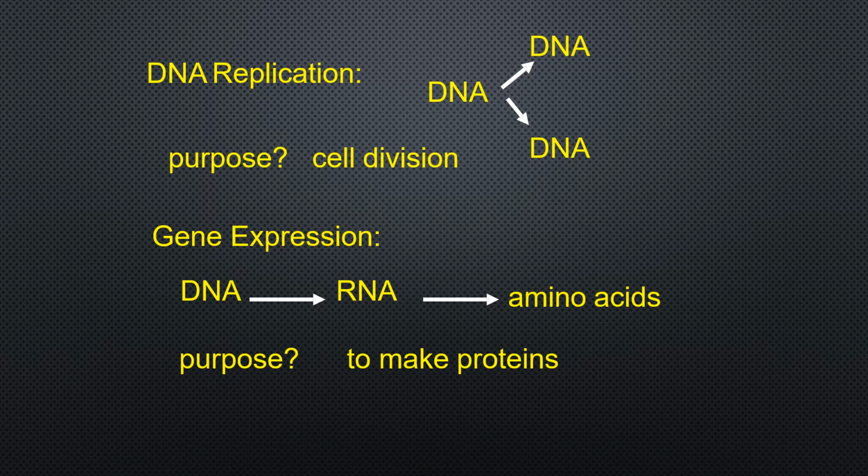So we've talked about DNA is made up of genes, and so gene expression is taking DNA, making RNA from the DNA, and then the RNA being read to make a series of amino acids, which of course are the monomers of our proteins.